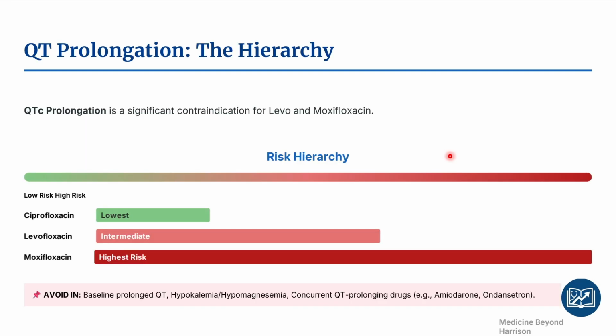This is the most important side effect, QTc prolongation. It is a significant contraindication for levofloxacin and moxifloxacin. The risk hierarchy is: whenever an elderly patient comes with loose motions, take an ECG. If there is QT prolongation, avoid this group of drugs for acute gastroenteritis. The risk is lowest with ciprofloxacin, but there is still a risk of QT prolongation. It is intermediate with levofloxacin and highest with moxifloxacin. So avoid in baseline prolonged QT, in hypokalemia and hypomagnesemia, which are very common in acute gastroenteritis patients, and with concurrent QT prolonging drugs like amiodarone and ondansetron. Never use fluoroquinolones with these drugs.